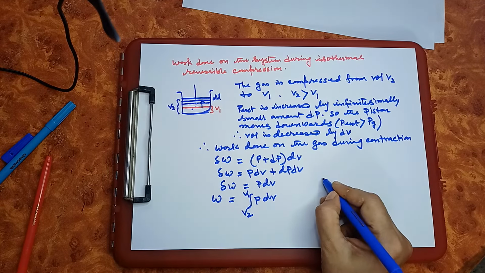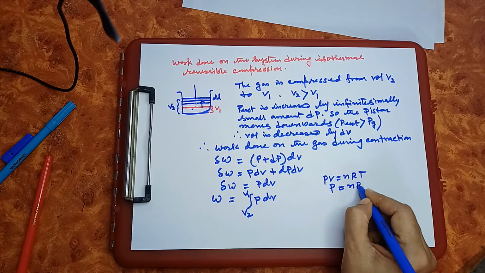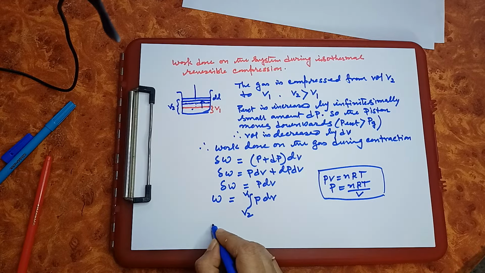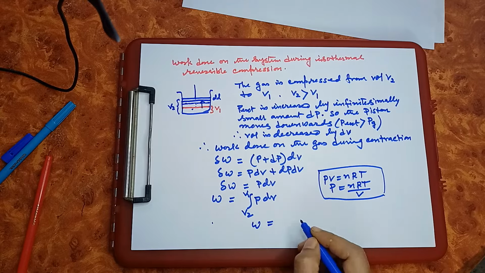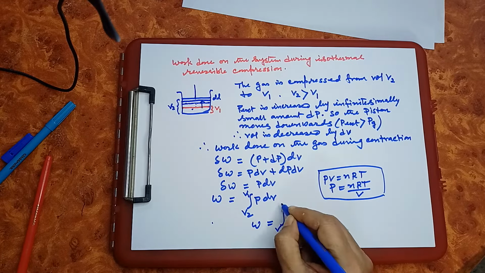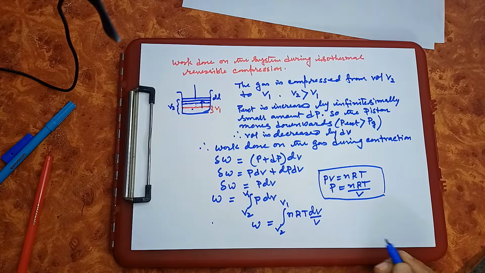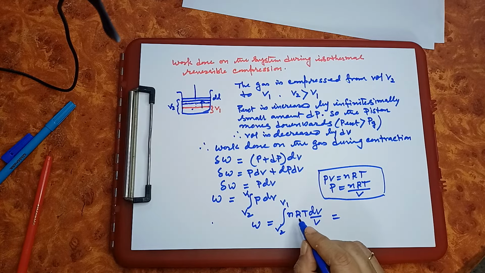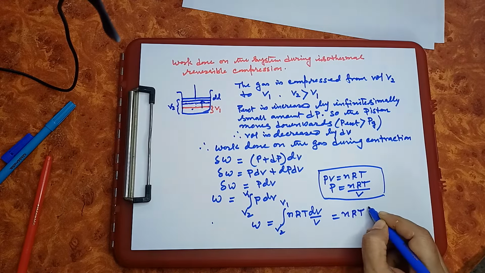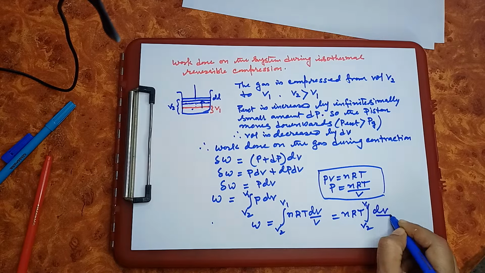So we know that PV is equal to nRT, so your P is equal to nRT by V. Therefore we can write W is equal to the integration from V2 to V1, in place of P, nRT dV by V. If I take nRT outside, because n is constant, R is constant, temperature constant, isothermal process, then nRT times the integration from V2 to V1 of dV by V.